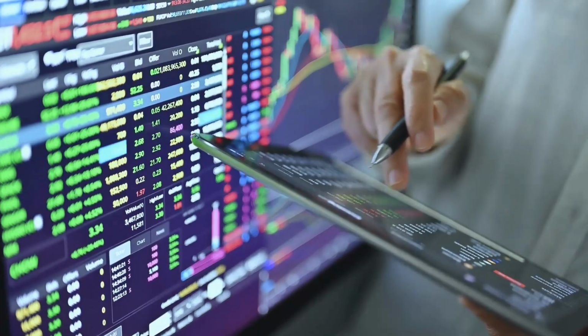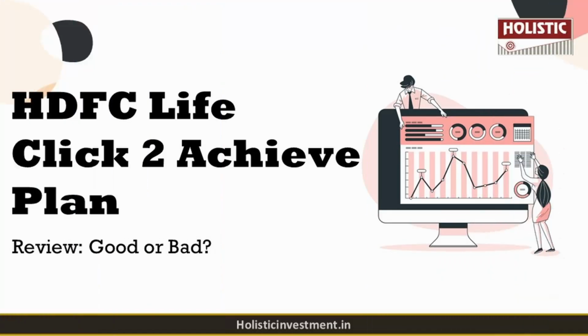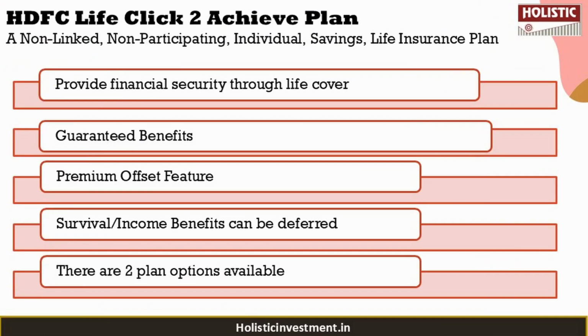So now, before analyzing this policy, let us first understand what this policy is about. This is a non-linked, non-participating individual savings life insurance plan, and some of the key features of the policy are: your life insurance cover ensures the financial security of your family, and you also get flexibility to receive the guaranteed benefits as a lump sum or as regular income. And you have a premium offset feature, which allows you to offset your premium against survival benefit payout, and your survival or income benefits can be deferred and allowed to accrue and taken as lump sum when required.